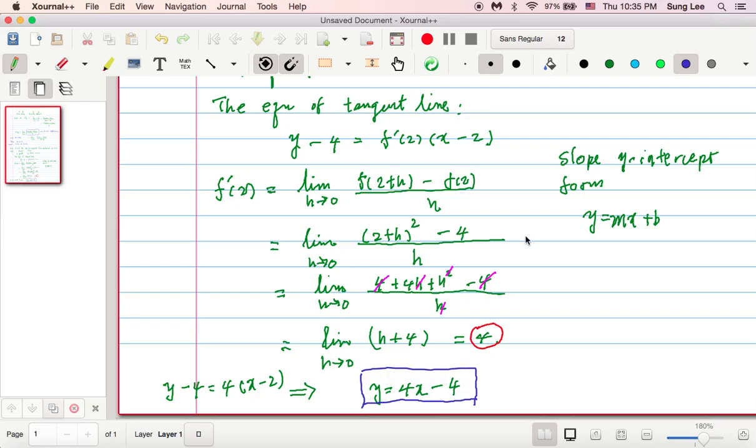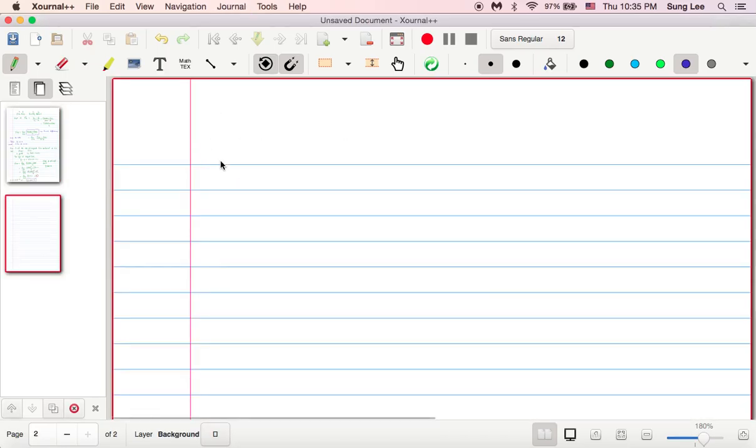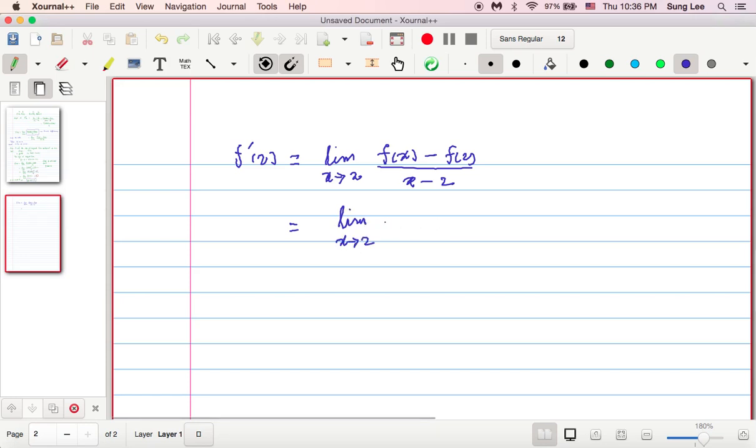Right. So now this time we are going to use the alternative definition to find f prime of 2. So f prime of 2 equals the limit as x goes to a, in this case a equals 2, of f of x minus f of a, which is 2, all over x minus a, which is x minus 2. Now this equals the limit as x goes to 2 of f of x, which is x squared, minus 4, all over x minus 2.